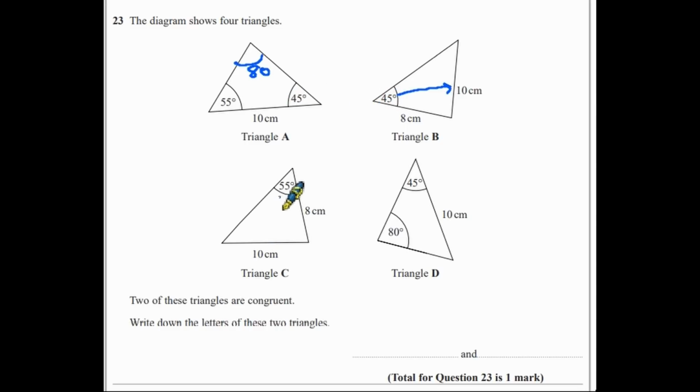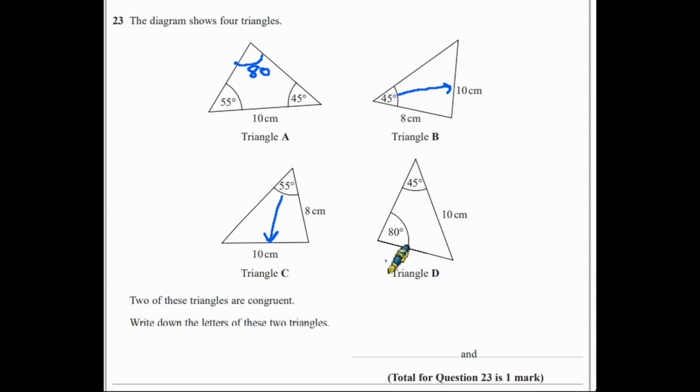Triangle B, again we have 55. The 10 centimeter this time is opposite the 55 degree. So again, these 3 triangles are all different. The 10 centimeter side is opposite a different angle.